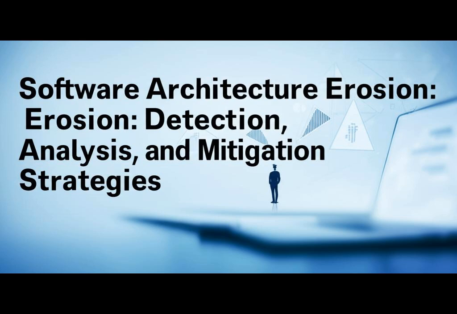Finally, how do we fight back? Mitigation involves both prevention and correction. Treat architecture as something that needs continuous improvement, not just a one-time design task. Regularly refactor not just code, but the architecture itself to correct drift.